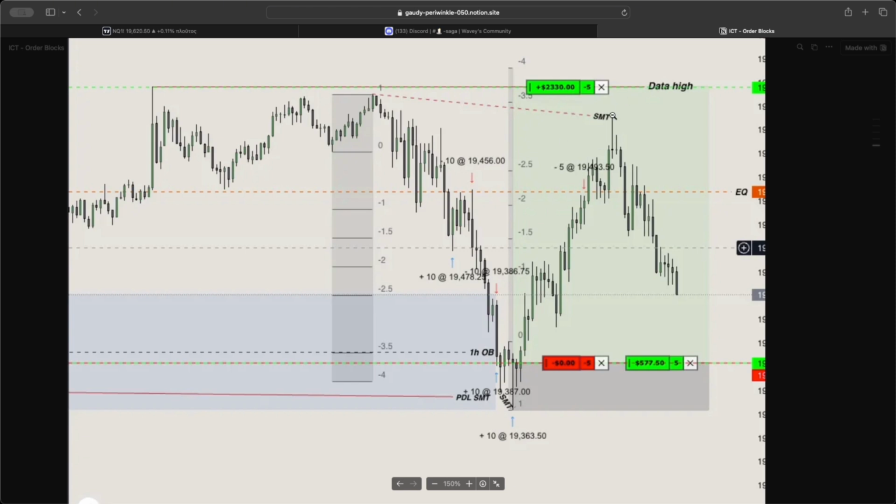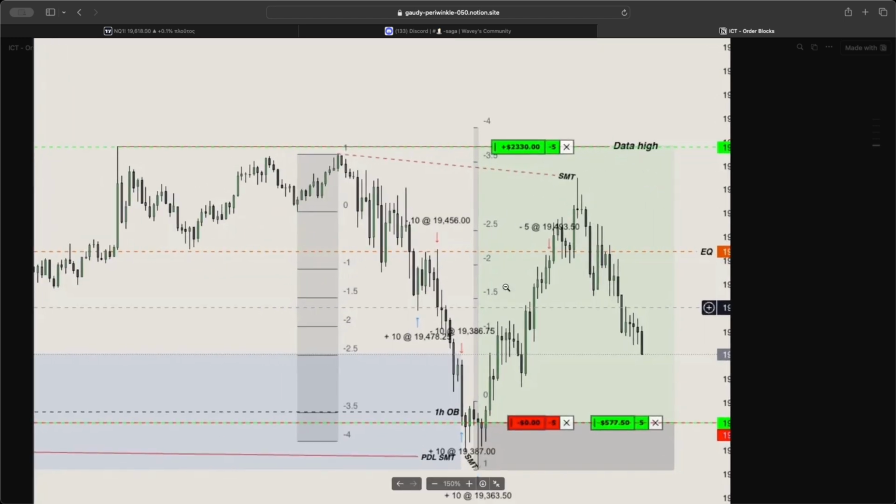Now, I believe I closed everything off somewhere here because we had this large SMT at the high, but we can clearly see this trade here.